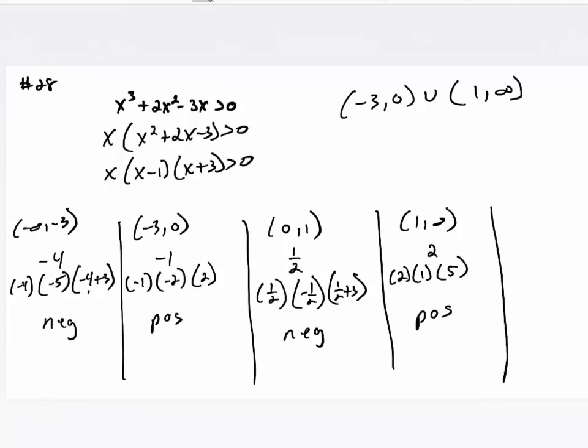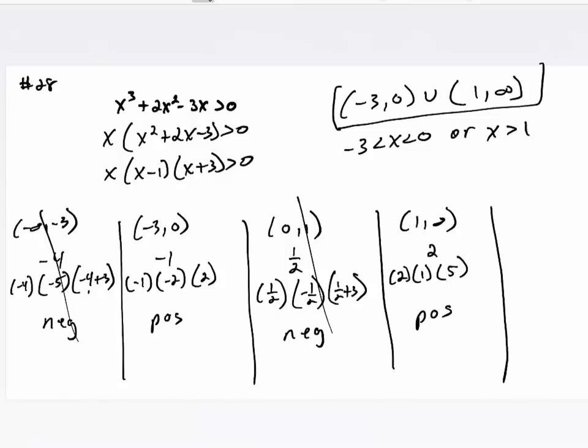And if we were to write it in an inequality type, it's going to be negative 3 is less than x less than 0, or x is greater than 1. Sorry, not 1 is greater than 1. x is greater than 1. And so perhaps this is the better one to write your answer as, right? So that's not a solution, that's not a solution, it's the last two.